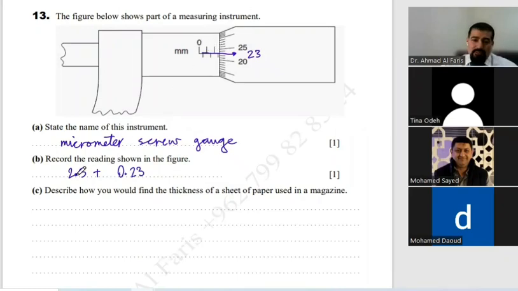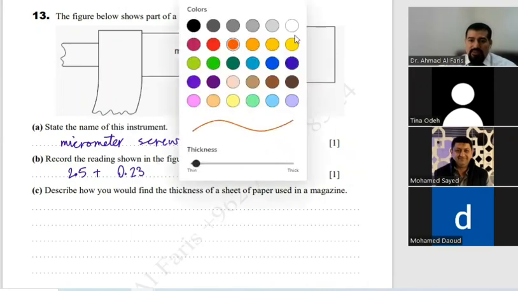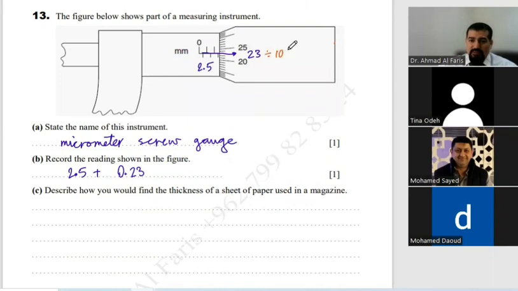So we have the major reading, we put it as it is, and we have a minor reading, we divide it by 100. So here 2.5, and here 23. I will divide it by 100 to get how small this value is in parts of a millimeter. And the final answer will be 2.73 millimeters. That's why it's a micrometer. It's very small. It's very accurate. And millimeter is written with a small m, not capital M.